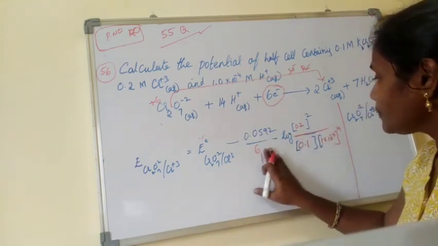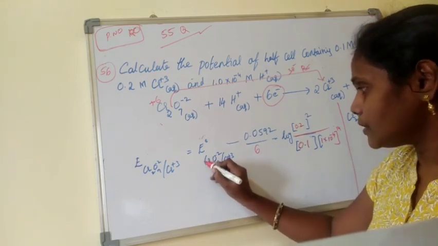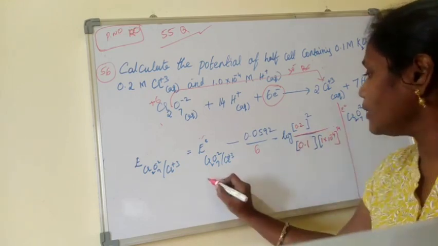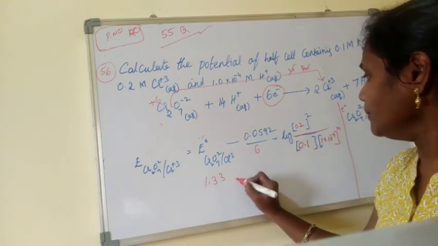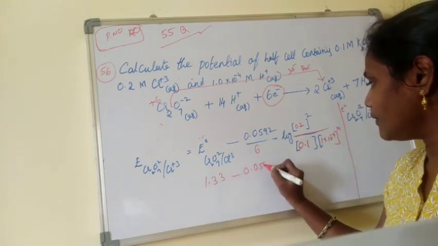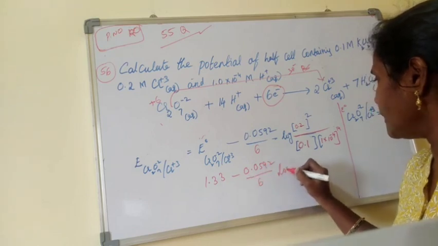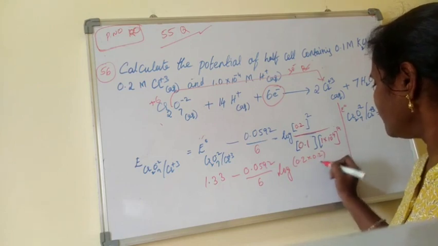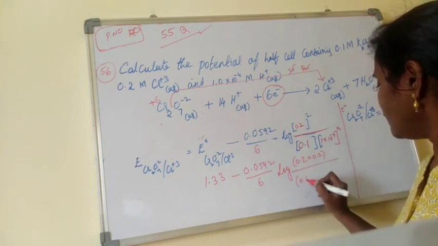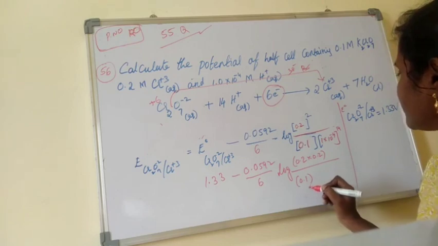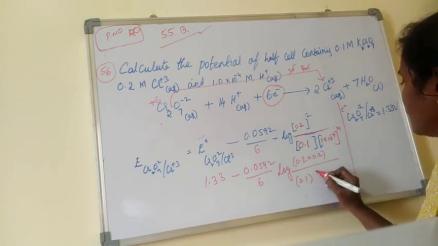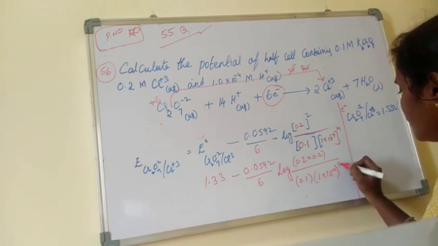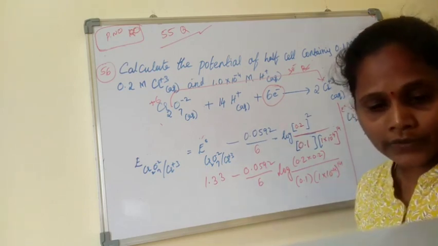Then here, again, he has given E naught of this as 1.33. So E equals 1.33 minus 0.0592 by 6 log of 0.2 squared into 0.2 divided by 0.1 and 1 into 10 to the power of minus 4 to the power 14. Then substitute it, and you will get the answer.